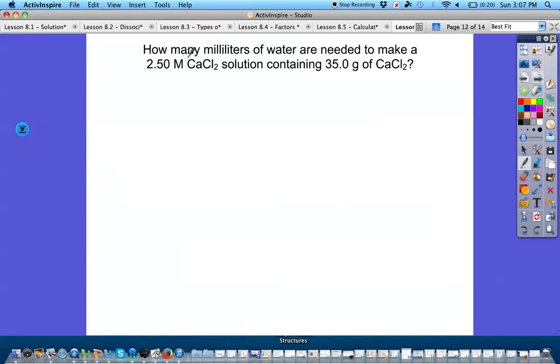In our next example here, it says how many milliliters of water are needed to make a 2.50 molar calcium chloride solution containing 35 grams of calcium chloride. So we want to find the volume.